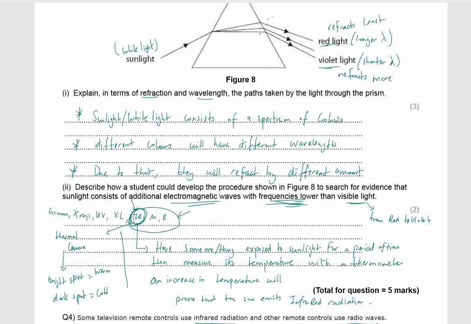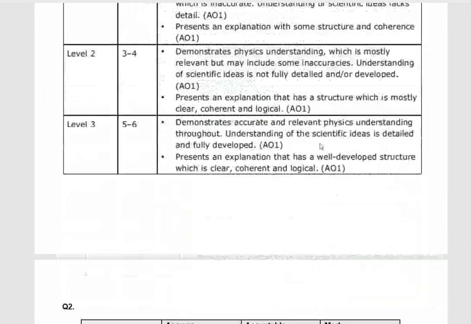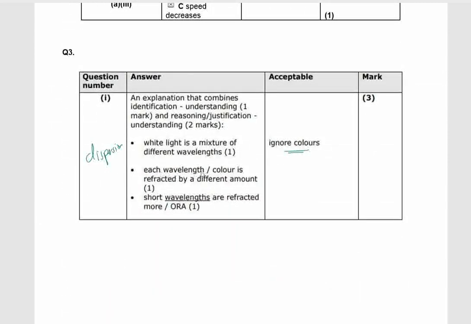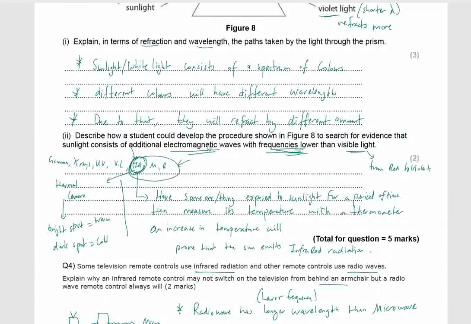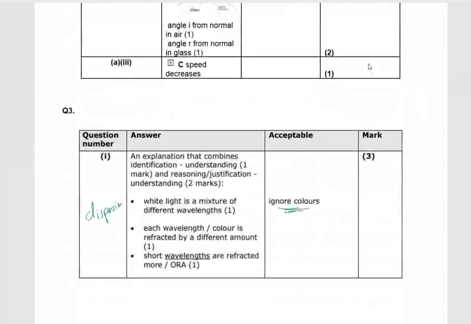This one here would be plausible because in the next sentence we talk about that these colors will have different wavelengths. So it's pretty much a mixture of wavelengths. So that's fine. Each color is refracted by different amounts. Okay, so even though it says ignore colors here, the way we have structured our answer, we said white light consists of a spectrum of colors, not just a color, and different colors will have different wavelengths. So in these 2 points, we've already clarified this. Okay, so this should be fine.